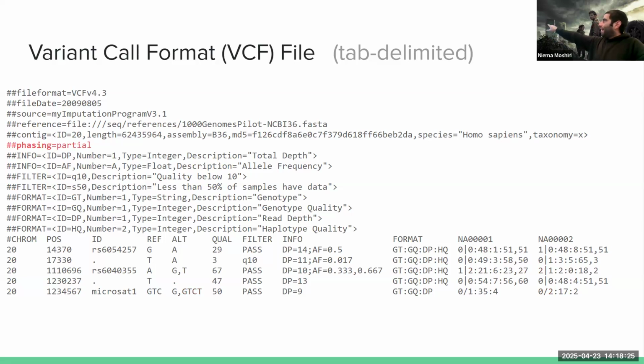So you'll notice here in the header comments, we have this line that says phasing equals partial. Has anyone heard of phasing before? Has this term ever come up? Or haplotyping? Or what a haplotype is? You might have heard it in genetics. No? Yeah, go for it. I mean, a guess is totally fine too.